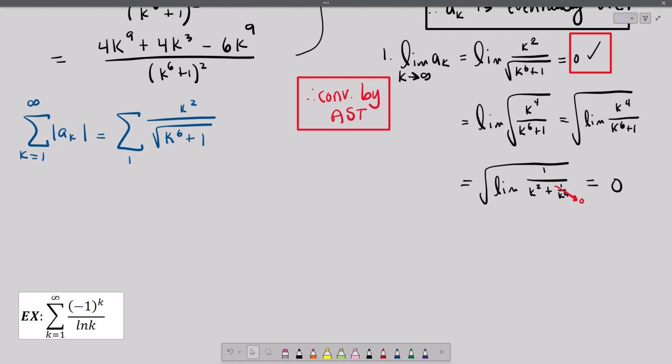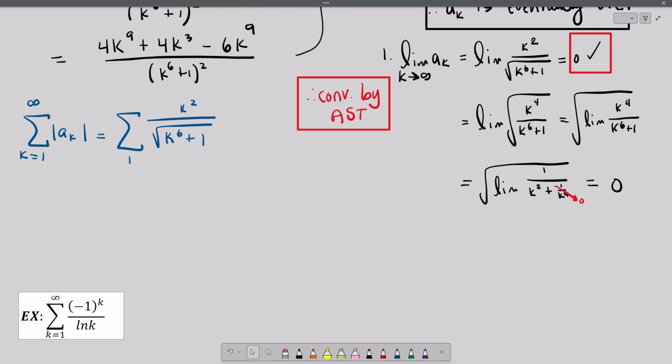Direct comparison test. If you have an a sub k, and we're looking at it, we go through that triage process. It's not one of our special series. It's not a P series. It's not a telescoping series. It's not a geometric series.